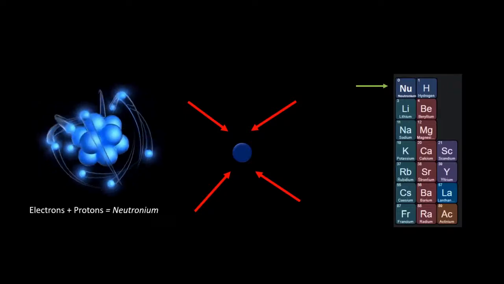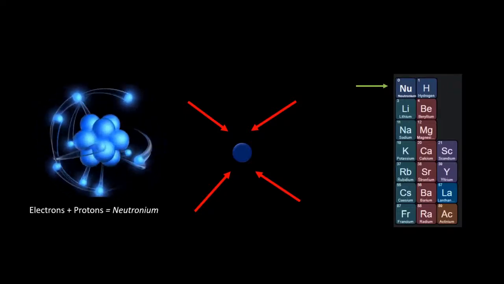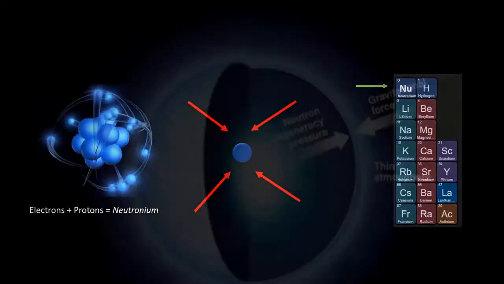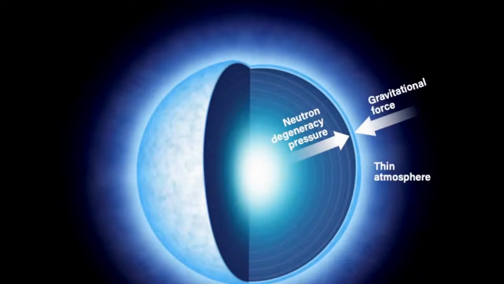At this point, gravity cannot compress the new neutron star any further, as something called neutron degeneracy pressure pushes back against gravity, preventing the neutron star from shrinking further under gravity's relentless assault. The neutron star is now in finely balanced equilibrium.